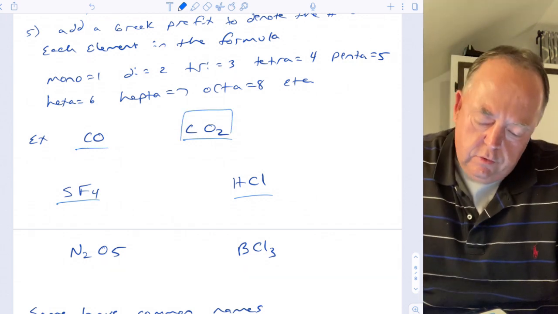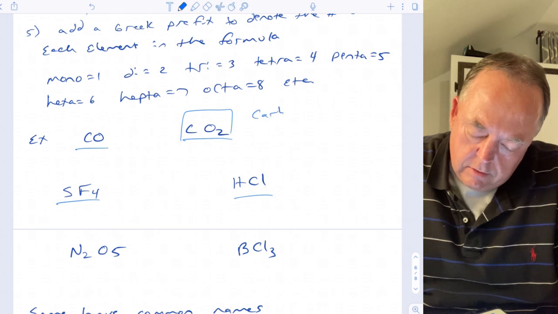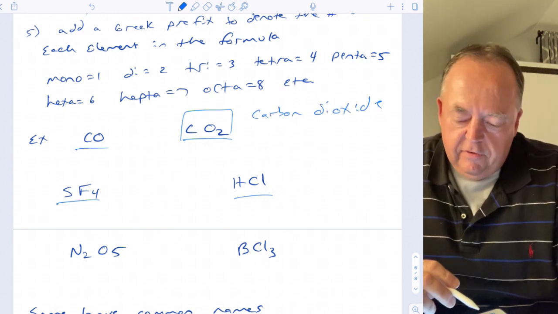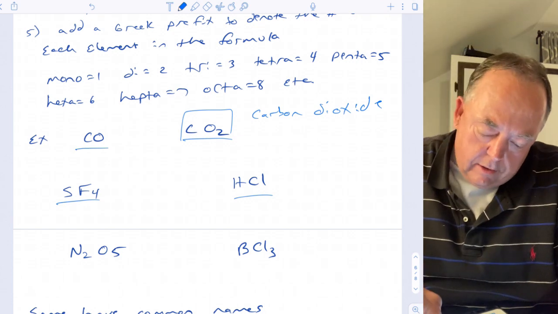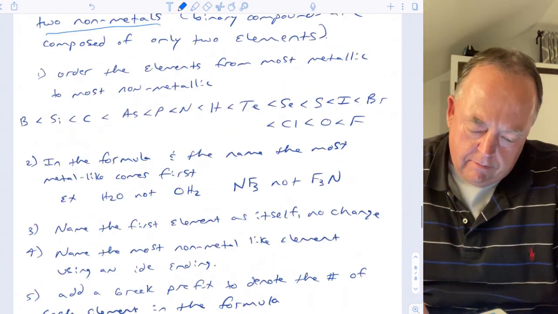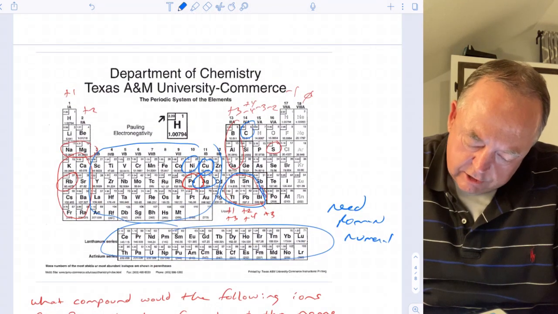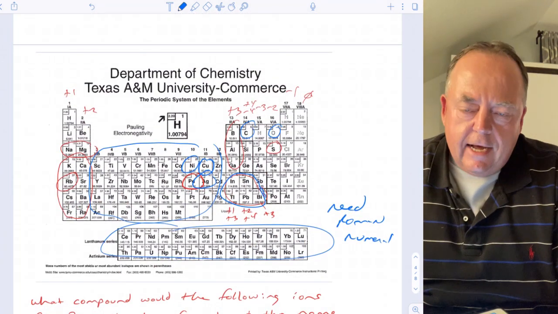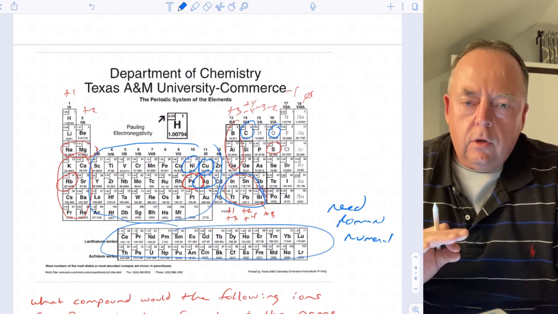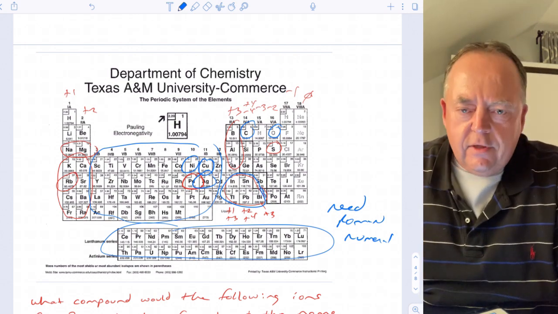And you probably know the name of CO2. So what's the name of CO2? That would be carbon dioxide. If you notice what we did there, they're 2 nonmetals, right? Carbon and oxygen are both nonmetals. Carbon is here, oxygen is here. So if you have 2 nonmetals attached to each other, the rules to name them are different. Not totally different, but they are different.